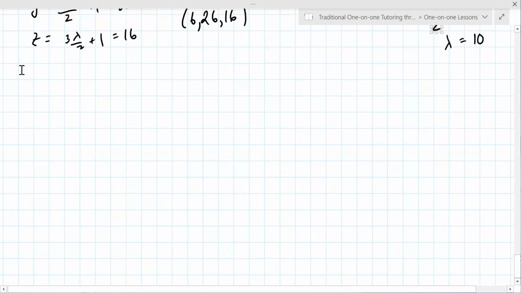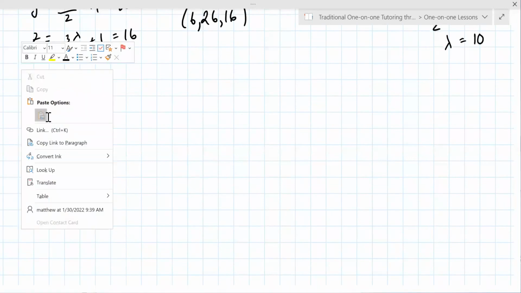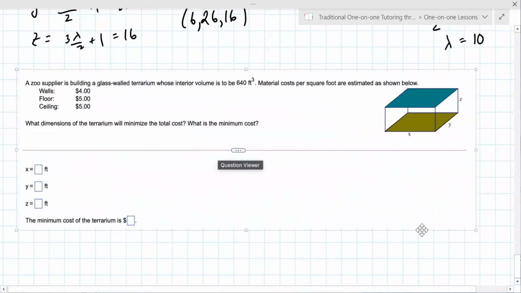There are a bunch of calculators on the web to do these without touching the actual math. But we want to minimize the total cost. A zoo supplier is building a glass wall terrarium whose interior volume is to be 640 feet cubed. Floors, wall, ceiling. Okay, so the cost is what we're trying to minimize.